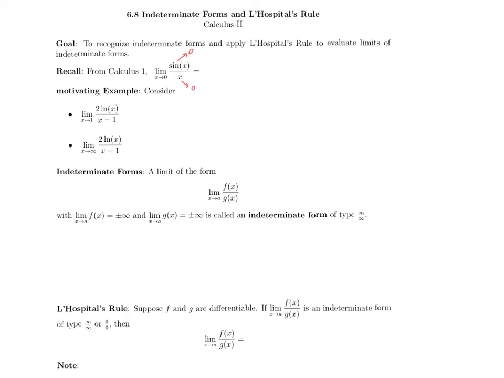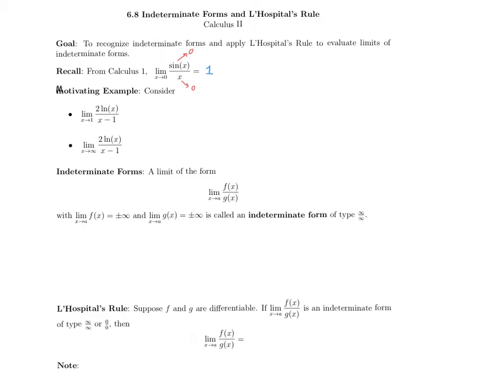0 over 0 has no meaning associated with it. It turns out it could really be any number. A limit of this form might exist, might not exist. It could be 0, it could be infinity. In this case, the value of the limit turns out to be 1. Let me look at two other motivating examples.